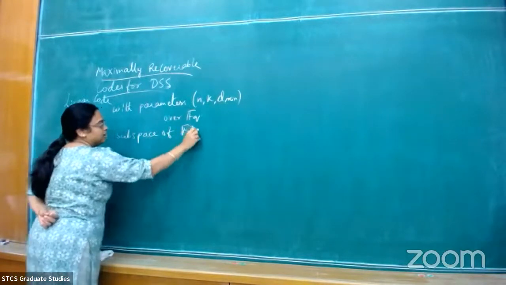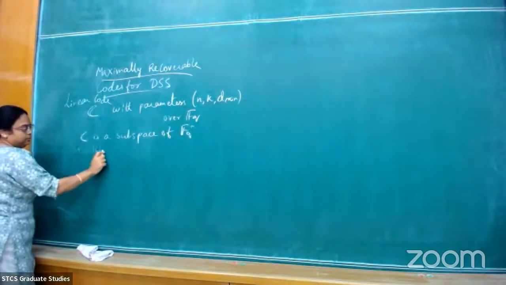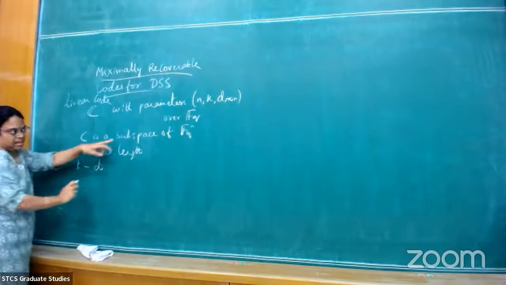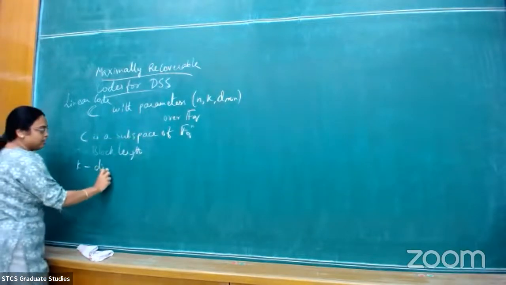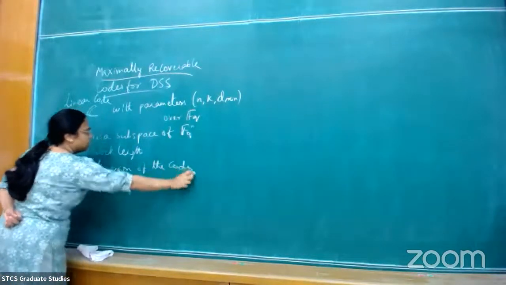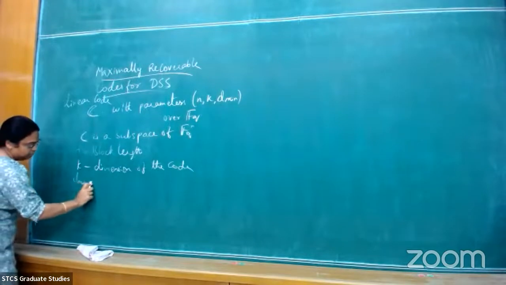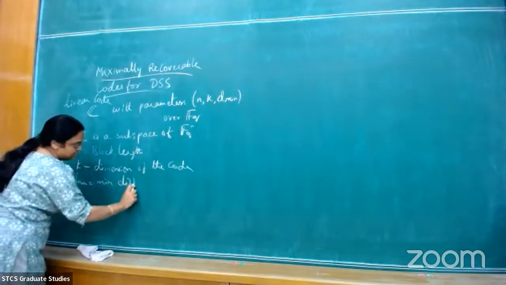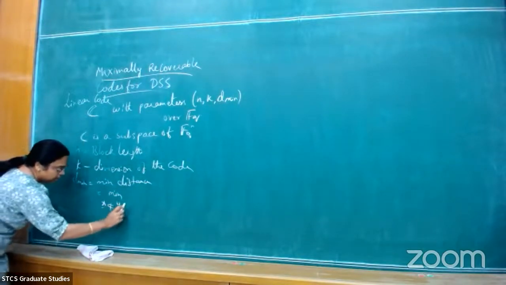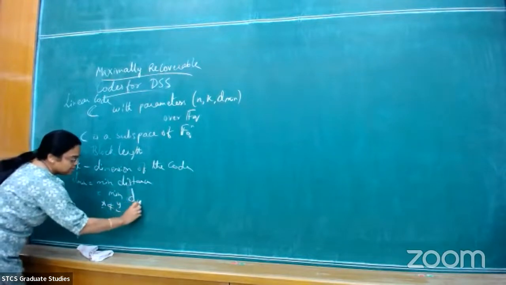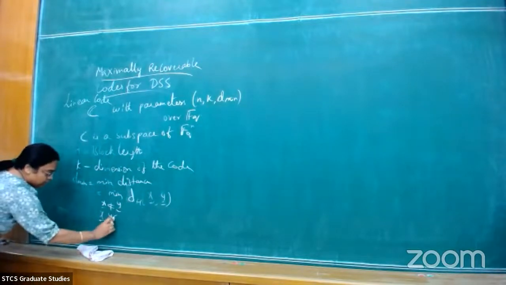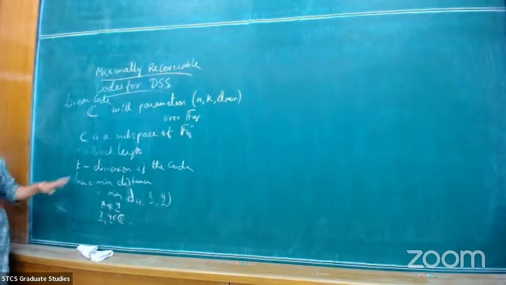n is called the block length of the code. k is called the dimension, because as a subspace, that is the dimension in F_q to the n. And d_min is the minimum distance of the code, which is nothing but the minimum over x not equal to y of the distance between any two vectors in the code. Okay, so x, y in the code. So that is the minimum distance of the code.